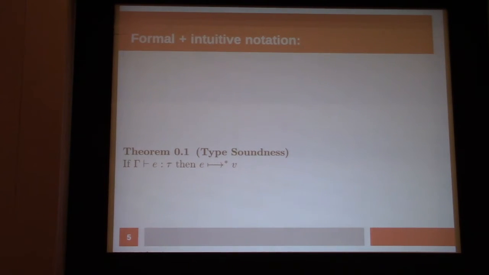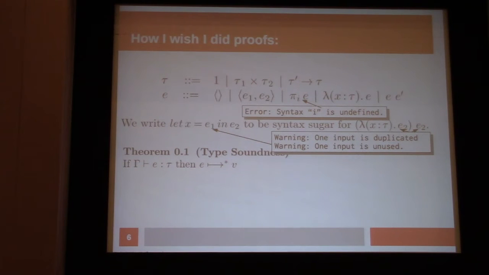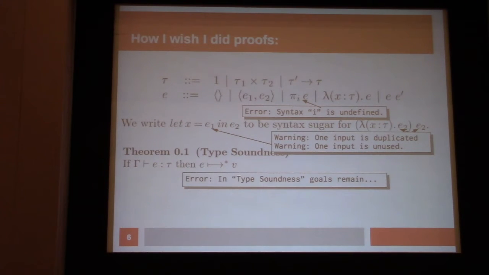And the problem is, I wish I did proofs a little more like when I write my programs, so that I can write down all of this notation, but then have the computer check me. That way, if I do something silly, like I forget to define the syntactic category I, the computer could tell me. Or if I write down some syntax sugar, it could warn me if I'm doing something stupid, like I forget to use this E1 in the output. And of course, when I do my proofs, I could get errors when I forget to prove some corner case.